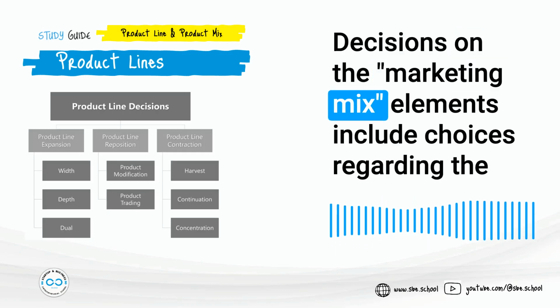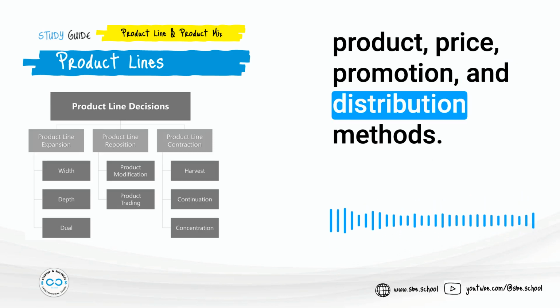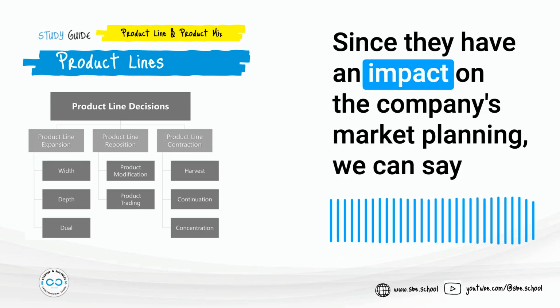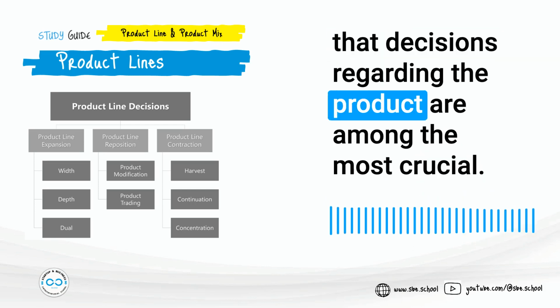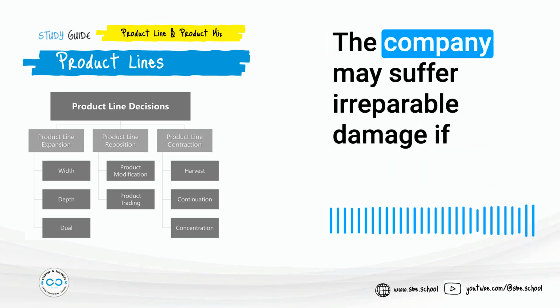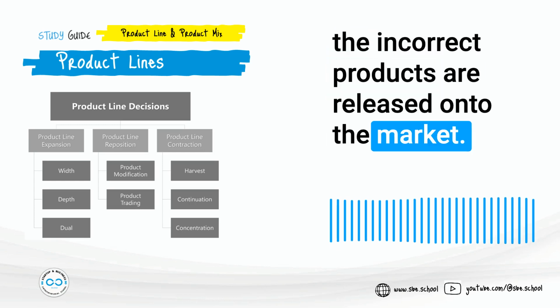Decisions on the marketing mix elements include choices regarding the product, price, promotion, and distribution methods. Since they have an impact on the company's market planning, we can say that decisions regarding the product are among the most crucial. The company may suffer irreparable damage if the incorrect products are released onto the market.